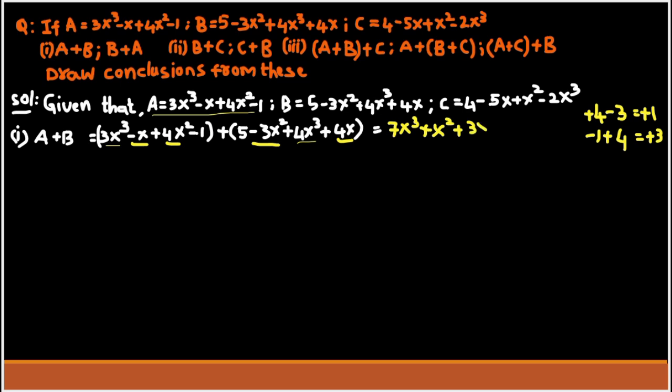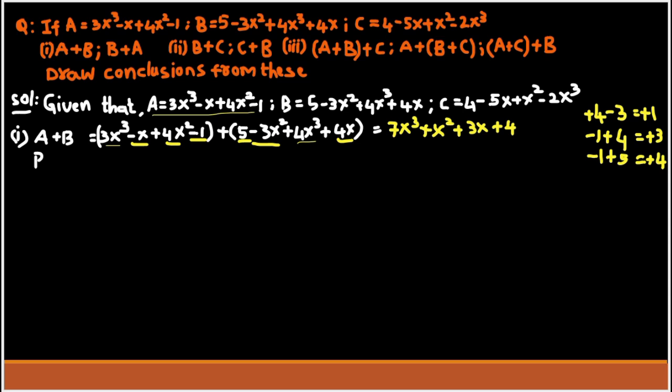And here minus x from a and plus 4x from b. Here minus 1 plus 4, which results in plus 3. So the result is plus 3x, and minus 1 from a and plus 5 from b. Minus 1 plus 5 is plus 4. So the solution is 7x cube plus x square plus 3x plus 4. The sum a plus b is equal to 7x cube plus x square plus 3x plus 4.